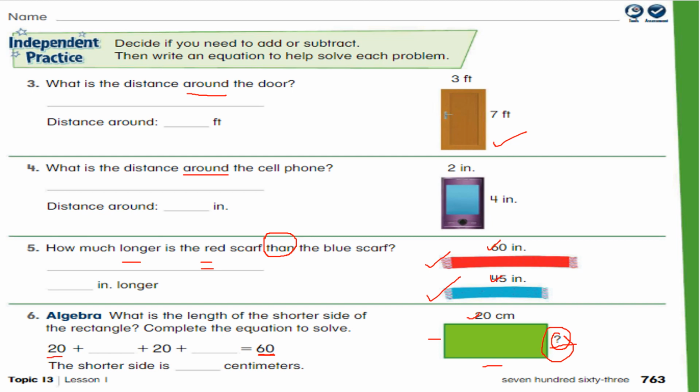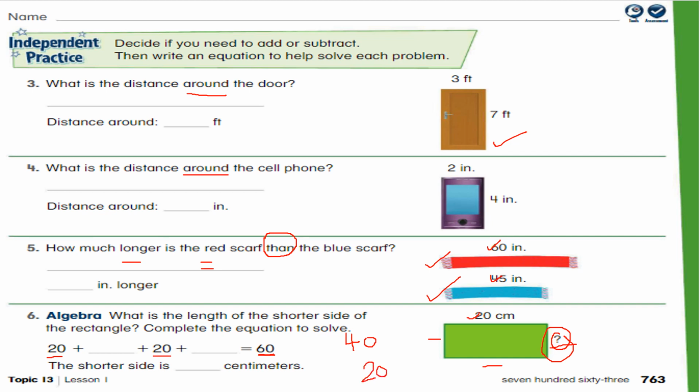Okay, 20 plus 20 makes what? Excellent, 40. So just keep 40 in your mind and look at the sum. What is the sum? 60. So 40 plus what will give you 60? Excellent. 40 plus 10, 50, and plus 10, 60. So 40 plus 20 is 60, right?